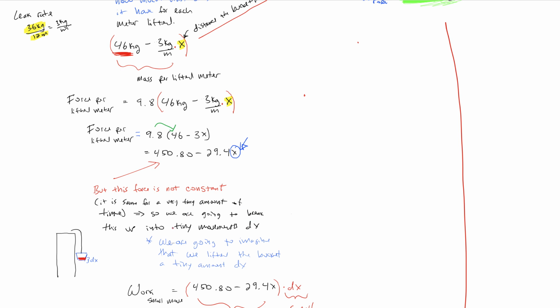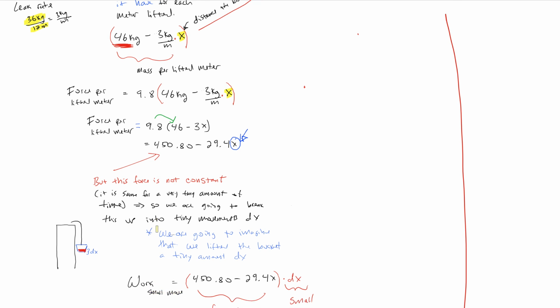So we have to break up this force into tiny little movements, and those tiny little movements are going to be dx. They're going to have a dx length, and eventually we're going to add them all up. But for one tiny little movement, it's dx. Then you multiply your general force equation right here times your small move, and that's the work for a very small move.